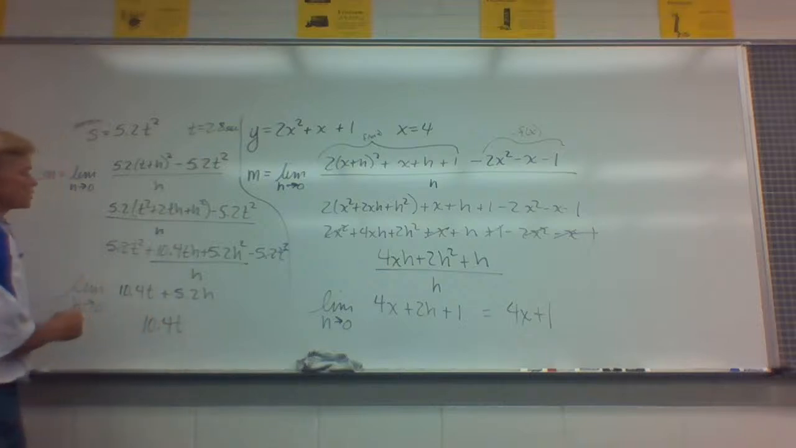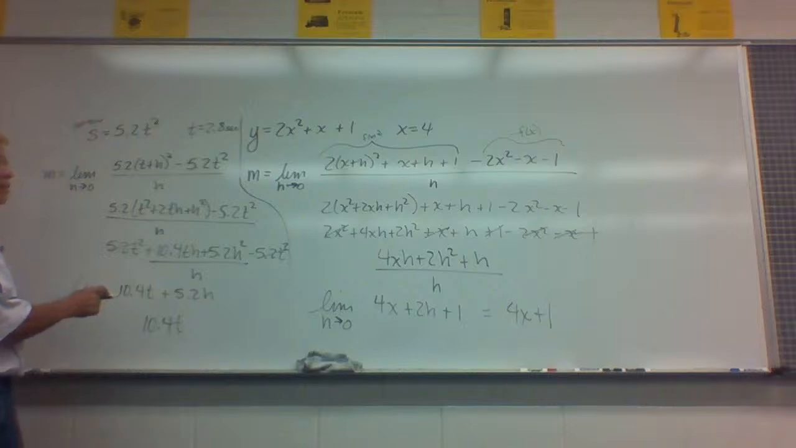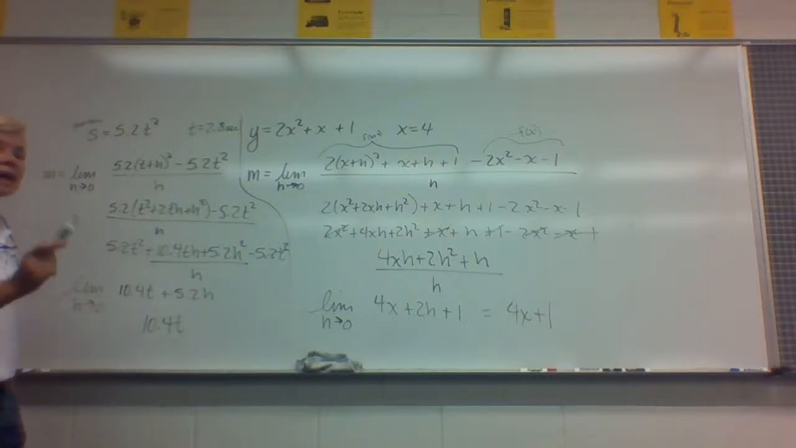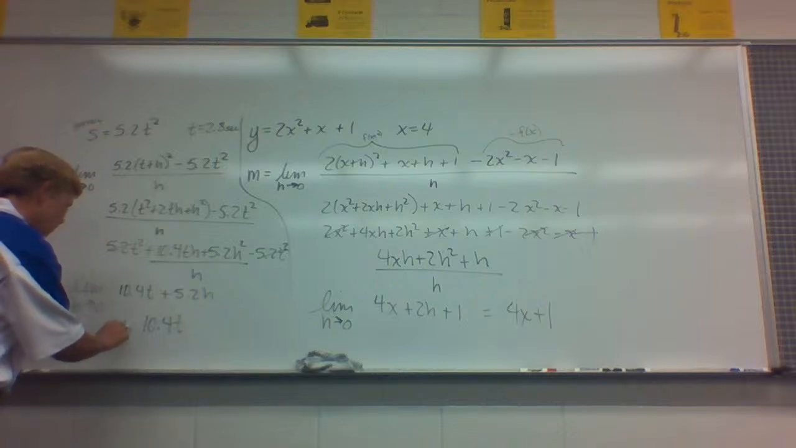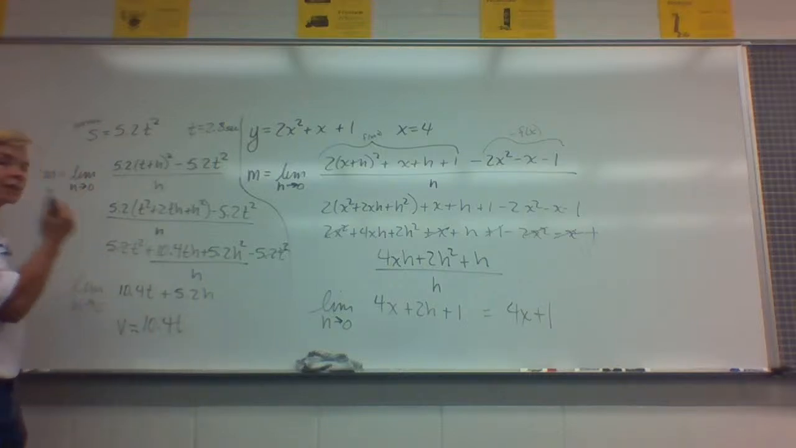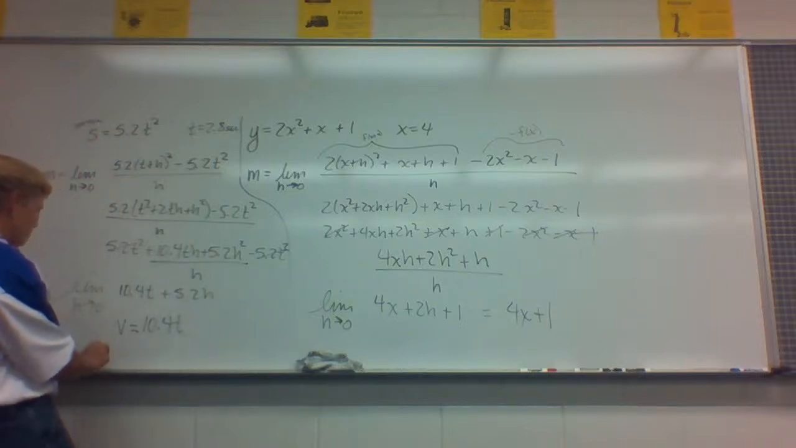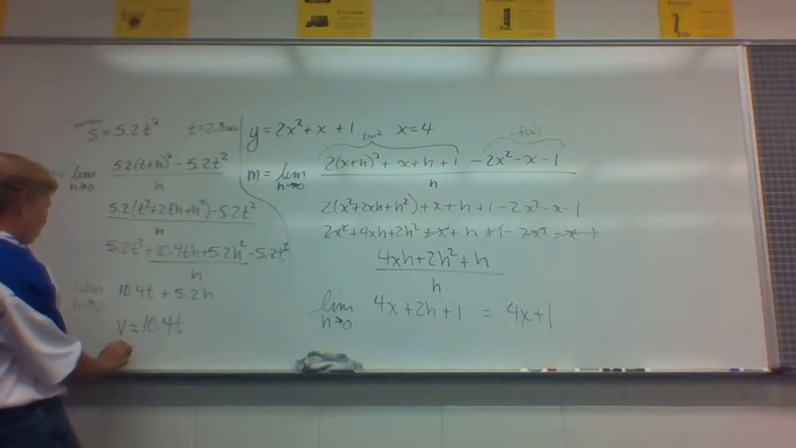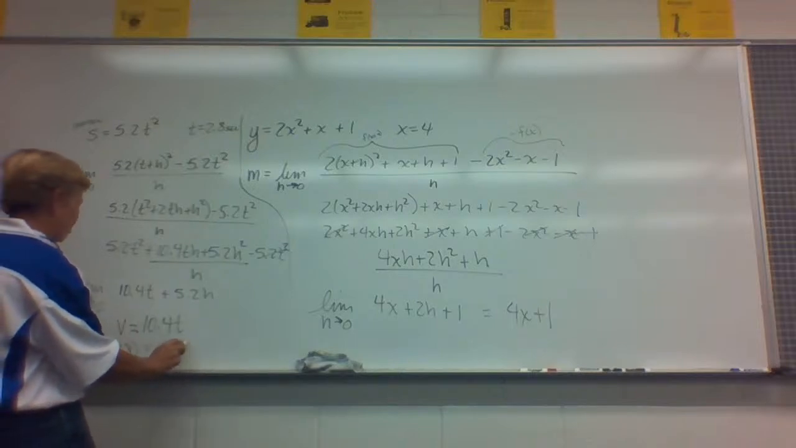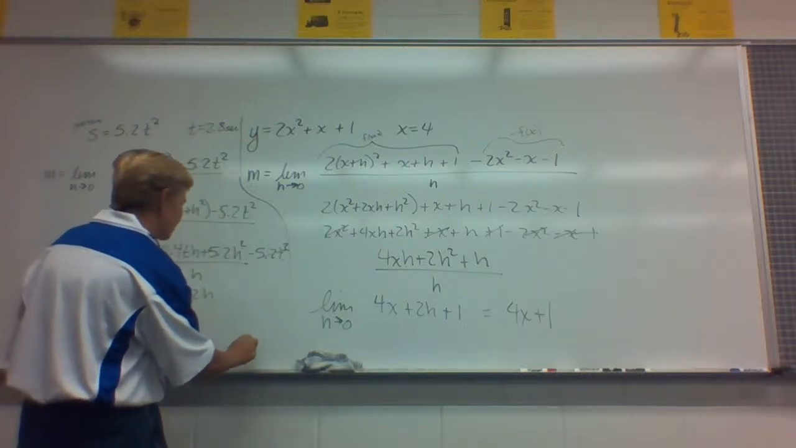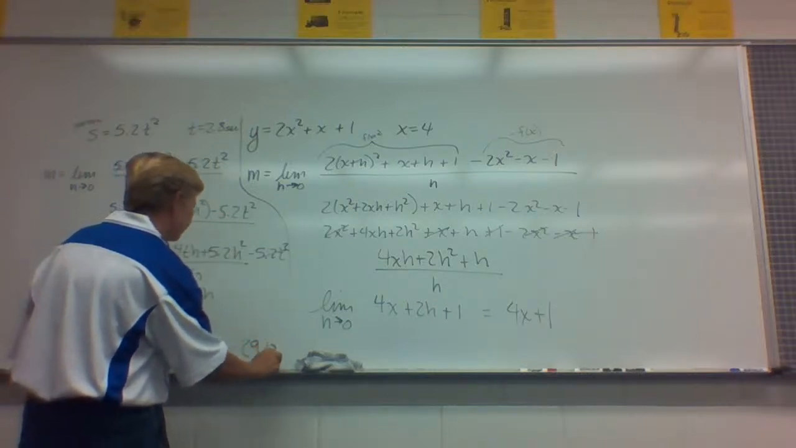10.4t is now what? What do you call this thingy? Slope generator. In the context of the problem, what is this? What will this tell us? Your velocity, v equals that. Velocity at any particular t. So at this particular t, how fast is the thing going? 2.8 times 10.4. 29.12. I think your calculator did it. 29.12 what? Some meters per second.